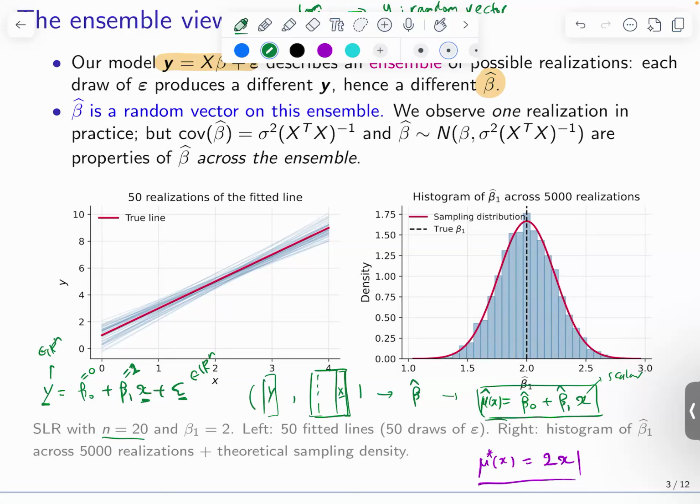And then I repeat the whole experiment again. I draw another 20 samples, basically a vector, and then fit another beta hat, and I get a different line. I get another one of those blue lines. And here I've repeated this 50 times. So we draw 50 realizations, and I've drawn that on that picture. That's the ensemble view. The beta hat is different in each case, and each one gives me a different regression line. So you get an ensemble of regression lines as well.